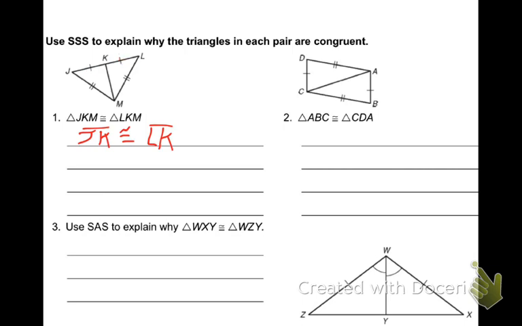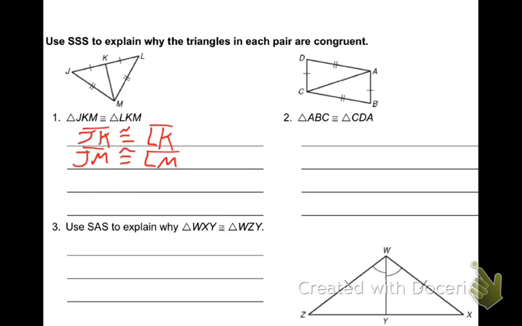Great. Let's try another one here. What about JM? What would JM be congruent to? LM. Great. And then my last one. I have two sides there. Where's my third side at? Simeon, which one? KM. What's KM going to be congruent to?